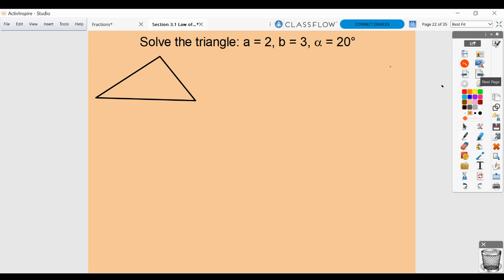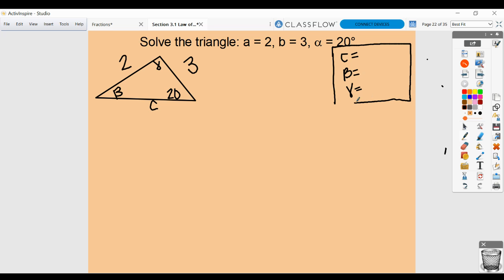Okay, here's the next example. So A is 2, B is 3, and alpha is 20. So we are looking for C, beta, and gamma. Okay, if you look at this type of triangle, this is a side angle. So we will need to check and see if there's two triangles.